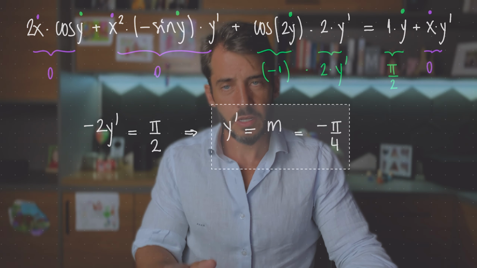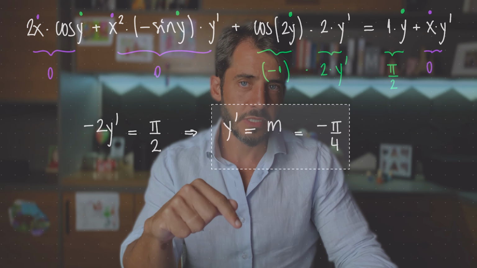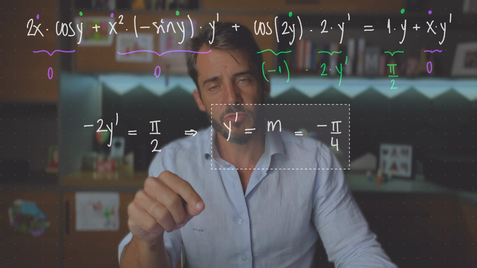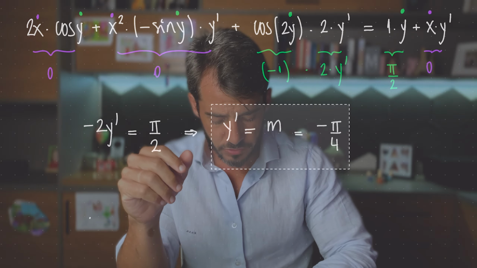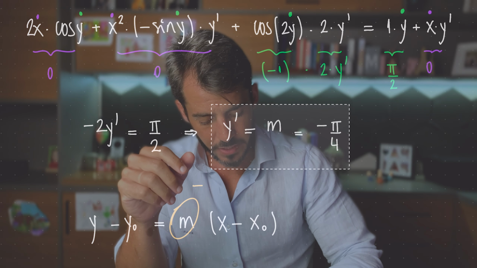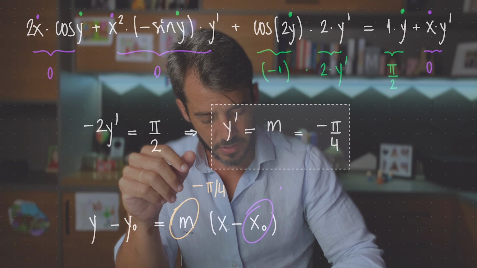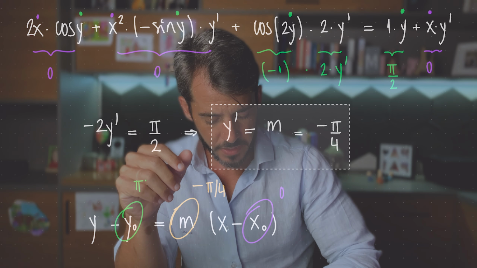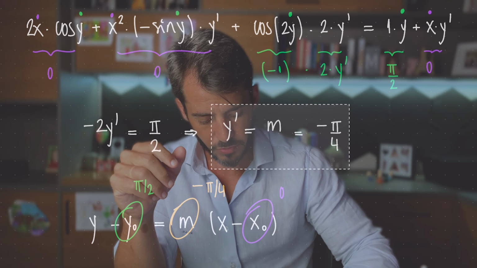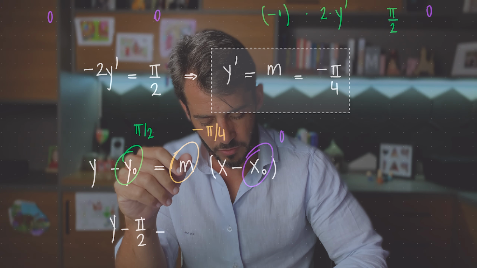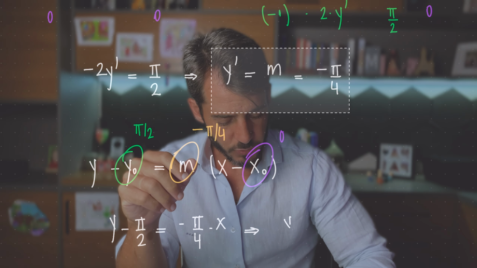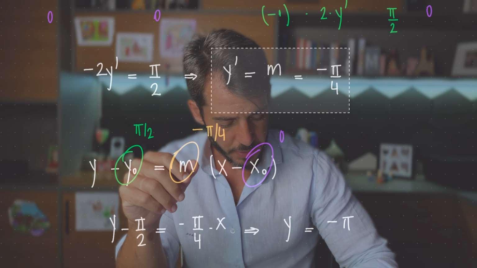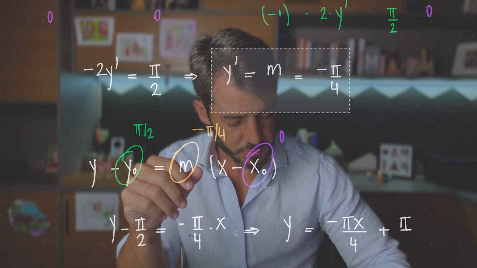Now that we have the slope, we just need to replace it with the point in the point slope form of the equation of the line. So all that we have left to do is replace this by -pi over 4. This guy is 0, and this one is pi over 2. Therefore, we have y minus pi over 2 equals -pi over 4 times x, which means that y is -pi x over 4 plus pi over 2.